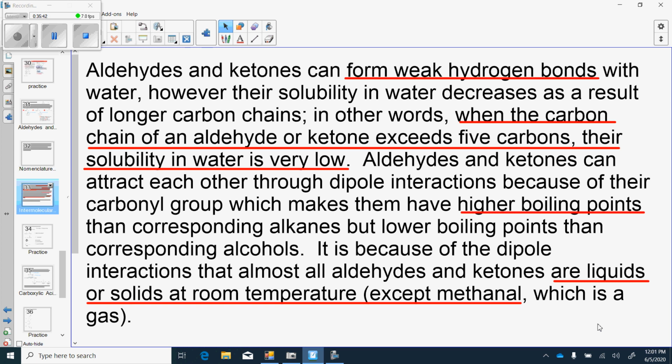They have high boiling points because they have very strong intermolecular bonds. They tend to be liquids or solids at room temperature, but there's one exception, methanal, formaldehyde. It is actually a gas at room temperature. Okay, so sorry, I did go over a little bit, but I hope you're okay with our 2 new organic reactions and our 3 new families, ethers, aldehydes, and ketones.